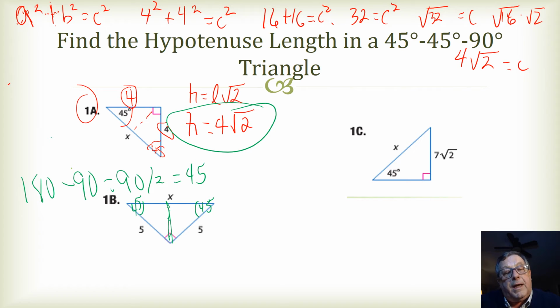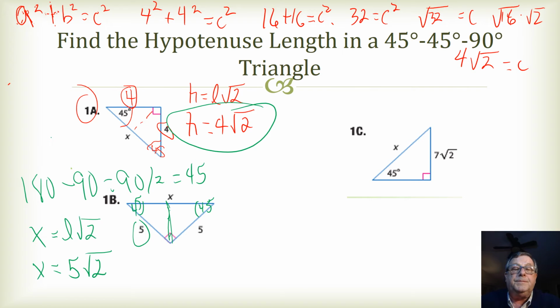Again, x, the hypotenuse, is equal to L times the square root of 2, and one of our leg measures is 5. And so x, the hypotenuse, is equal to 5 square root of 2. It's pretty simple.